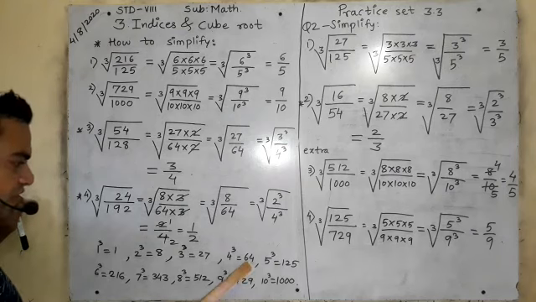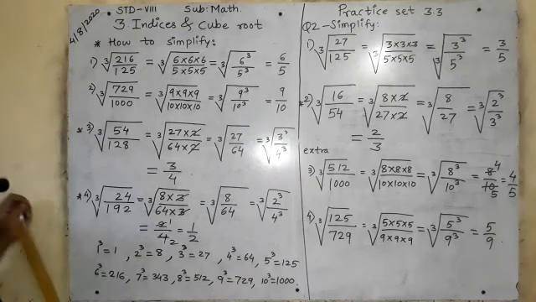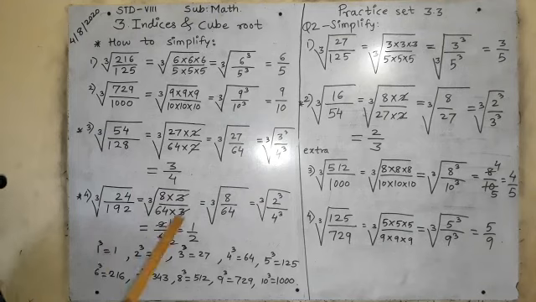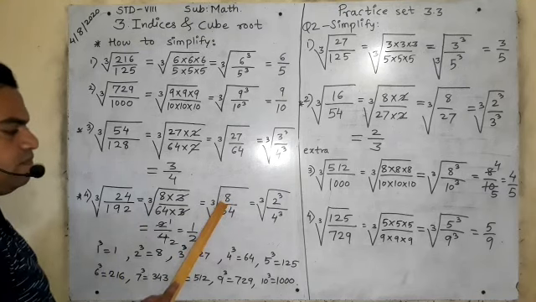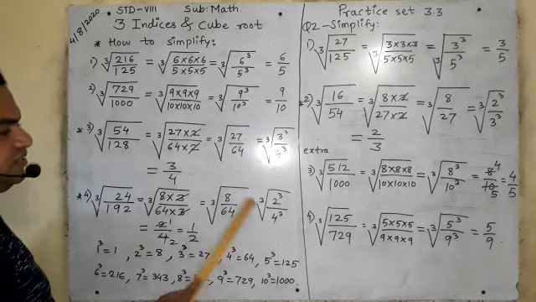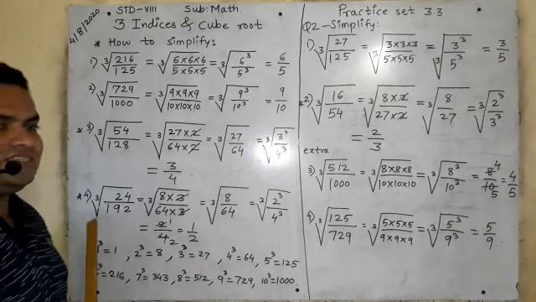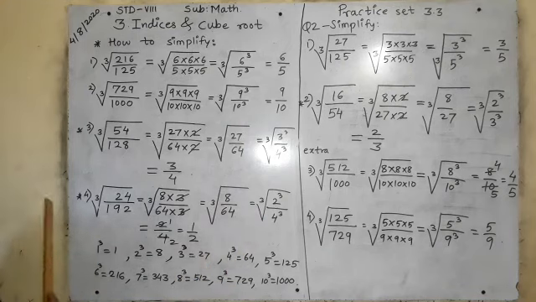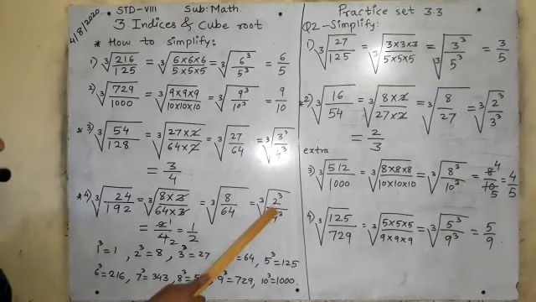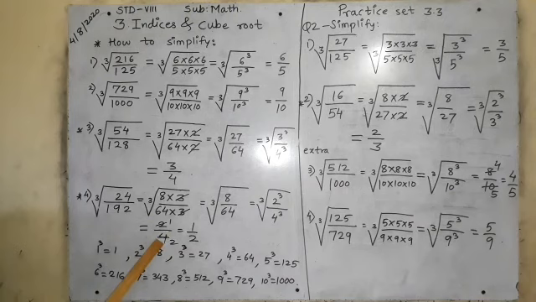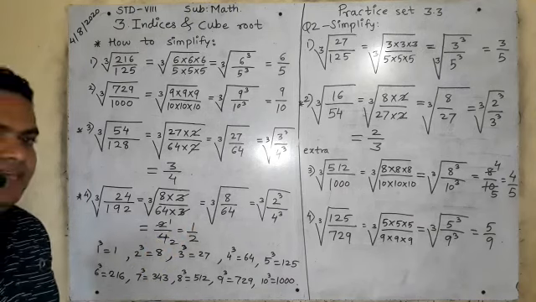So 64 के टेबल में कम. 64 threes are 192. So this 3 and this 3 will get cancel. What will remain? 8 upon 64. So which number is cube root of 8? 2. Which number is cube root of 64? 4. Is it clear? So after taking the cube root, what will remain? 2 upon 4. 2 upon 4 will get cancelled. 2 ones are 2, 2 twos are 4. It is simplify. Is it clear?